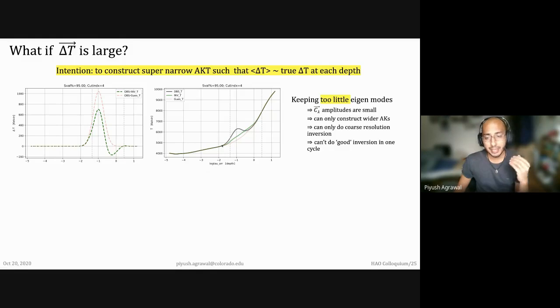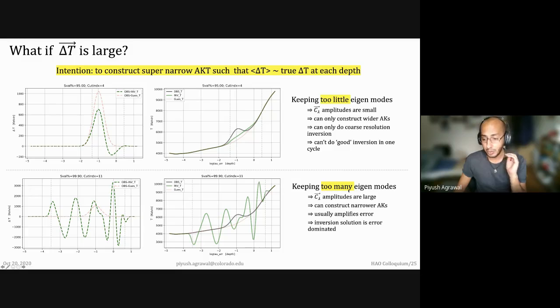If your delta t is large and you keep only a few eigenmodes, so that you're trying not to amplify the higher order error terms, you cannot actually do a really good inversion. That means this green curve will not be close to the black one. But on top of that, if your delta t is large and you keep too many eigenmodes so that you can construct narrower averaging kernels, the solution will be amplified by the error terms.